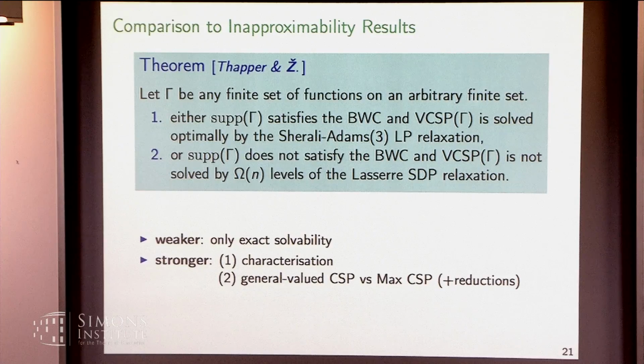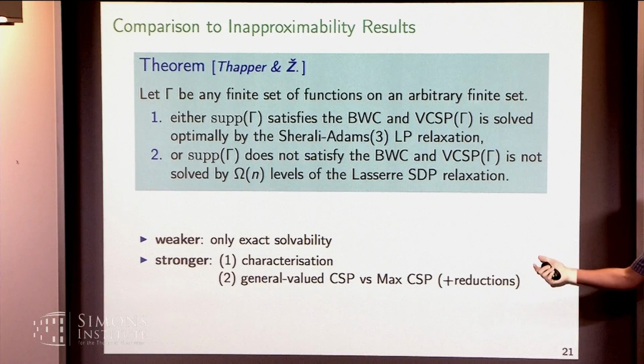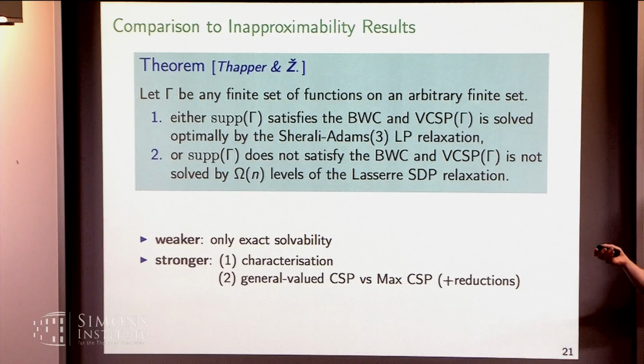So this is my last slide, I believe. I would like to compare it with some known results in the approximation community. On the one hand, we get a weaker result than the approximation guys because we only deal with exact solvability. On the other hand, we get a stronger result. In particular, this is a characterization of when convex relaxations work exactly. And furthermore, we do it in the framework of general valued CSPs, which is as general as you can get.